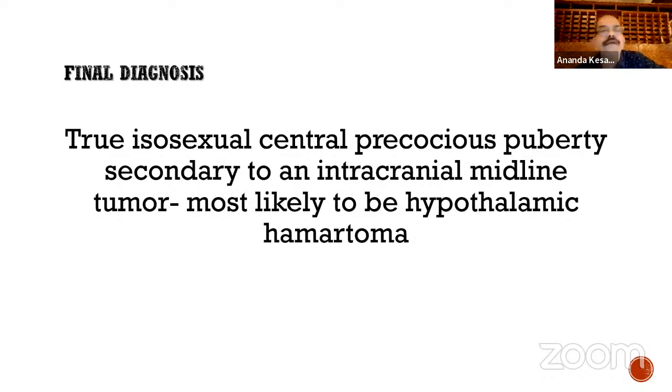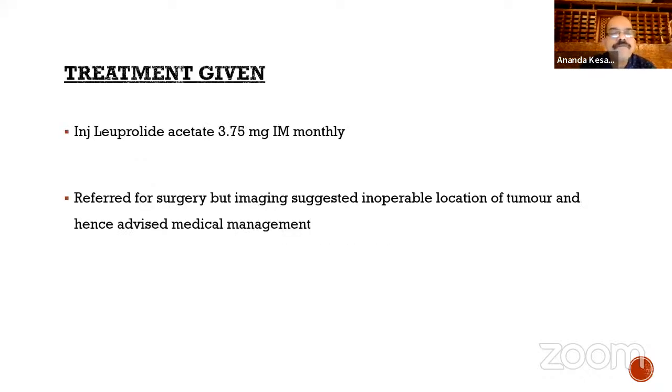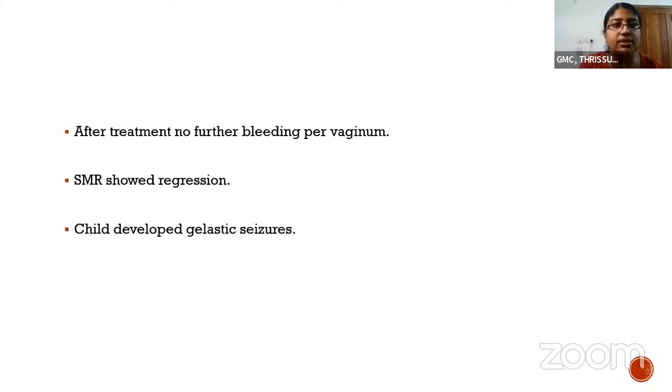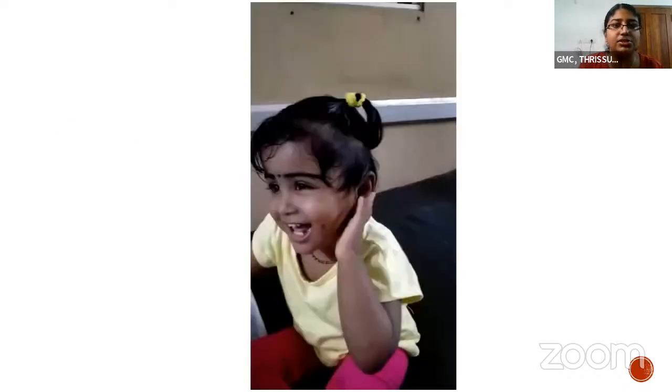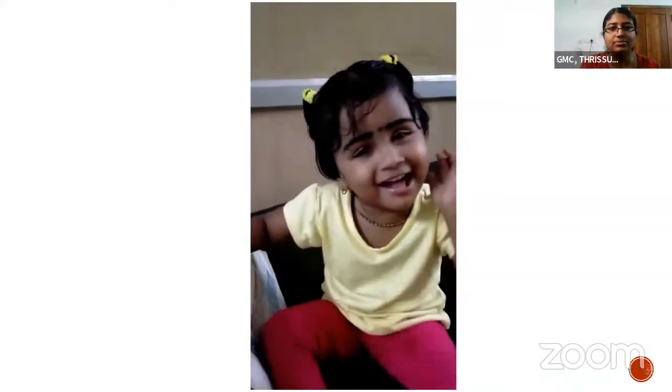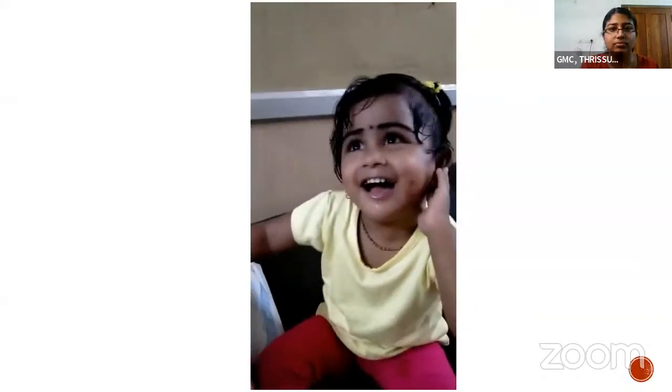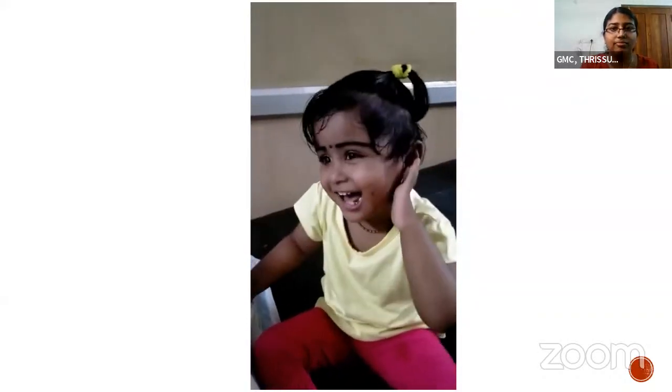Then she was treated with monthly leuprolide injection, and she was referred for surgery. It was at Trivandrum, but imaging suggested an inoperable location of the tumor and hence advised medical management. After treatment, no further bleeding per vagina. SMR showed regression. The child developed gelastic seizures.